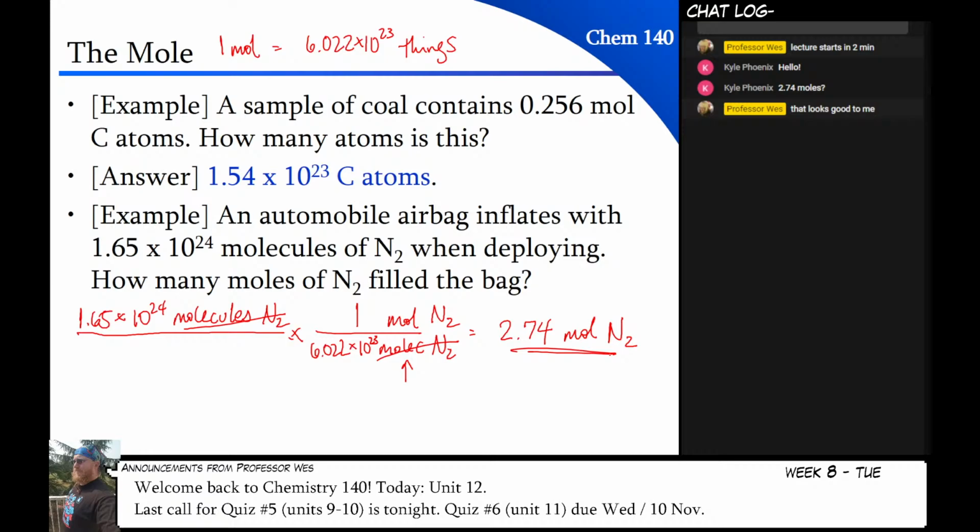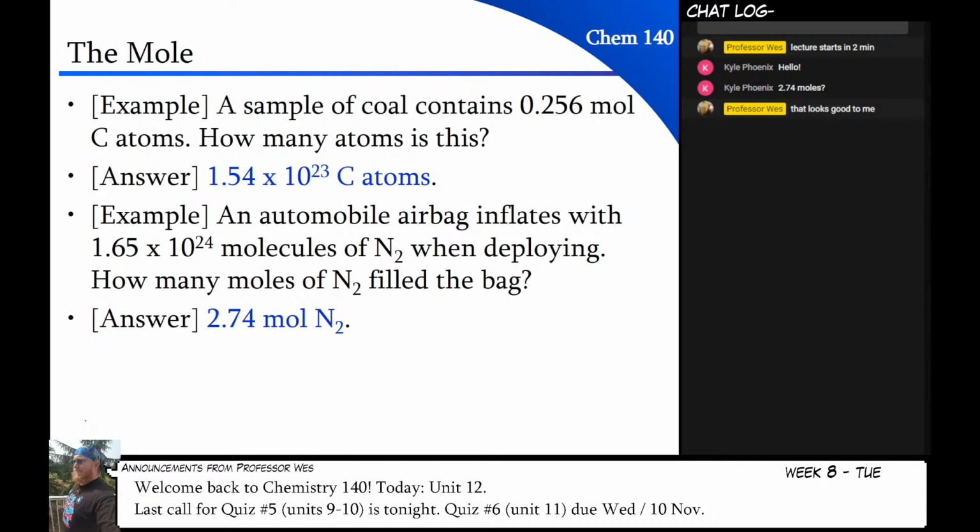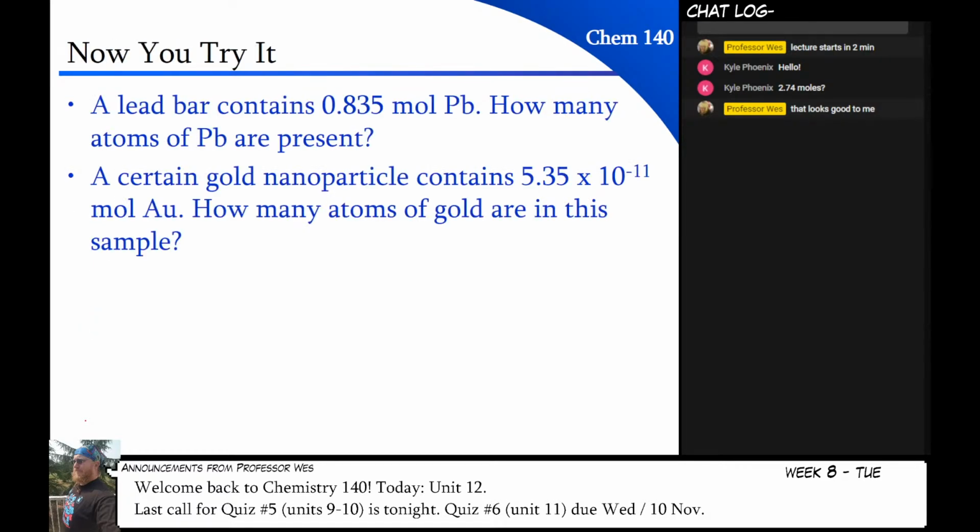All right, so those are some very basic calculations that you can do using the mole concept. So I'm going to give you 2 problems to do more practice with. The first one is, again, moles to atoms. The second one is to try and get you to consider magnitudes of numbers. I'm going to give you something that is incredibly small. I'm going to give you a nanoparticle. A nanoparticle has 10 to the minus 11 moles of gold. A nanoparticle, however, still has a lot of particles in it.